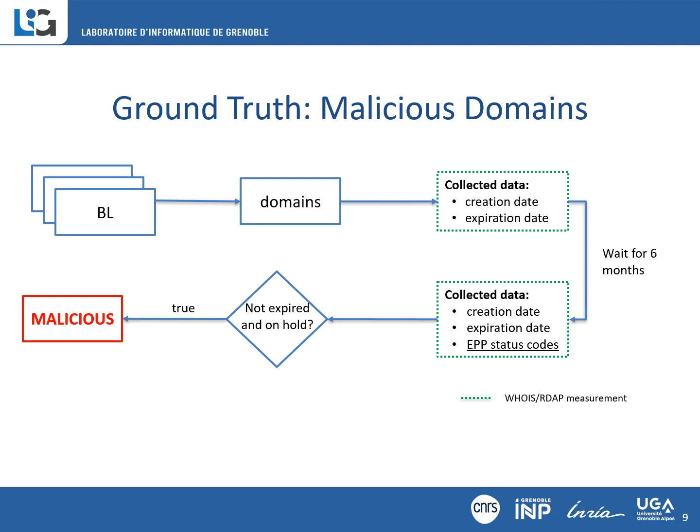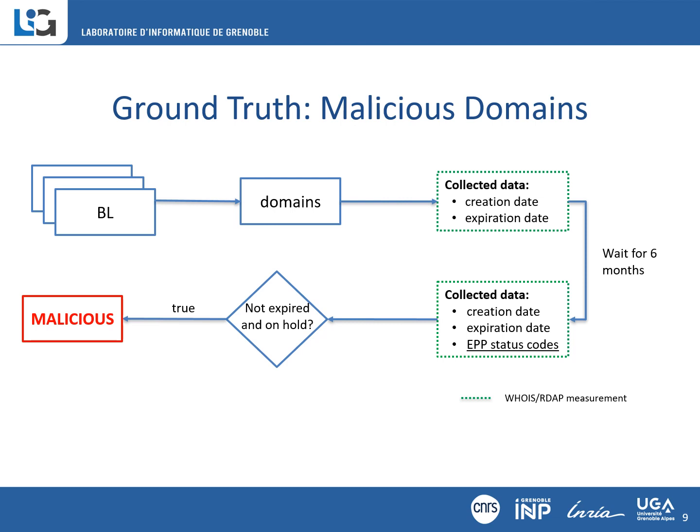To generate ground truth data for maliciously registered domains, we collect URLs from phishing blacklists. We exclude URL shorteners, dynamic DNS providers, and free and paid subdomain providers. We extract domain names and collect their creation date and expiration date from WHOIS or RDAP. After 6 months, we again collect the creation and expiration date. We also collect the status codes defined by the Extensible Provisioning Protocol, and we search for domains that are on hold, meaning their status code is either client hold or server hold.